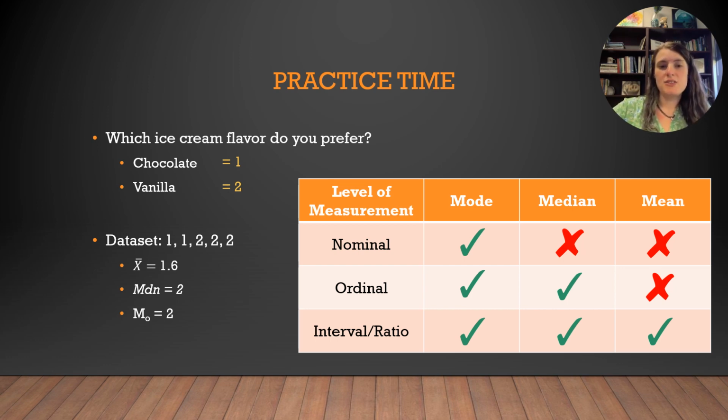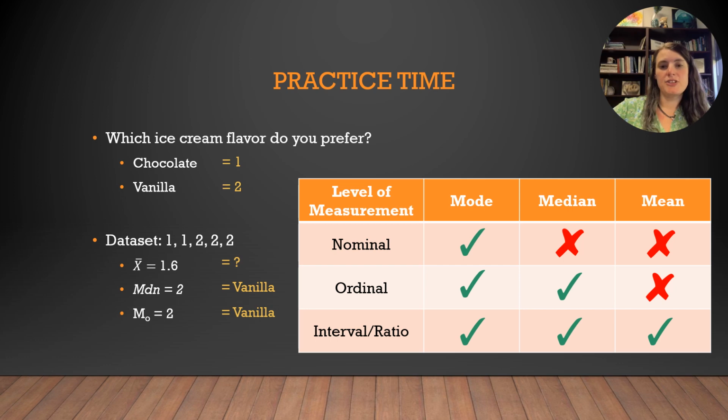So what I need to do is first uncode my coding in order to analyze the actual meaning of the calculations. So a mode and median of 2 becomes vanilla. A mean of 1.6 though, what does that mean? Well, here's the problem. We can interpret all 3 statistics on any quantified survey question, but we can only interpret the statistic in some cases. It all depends on the level of measurement.